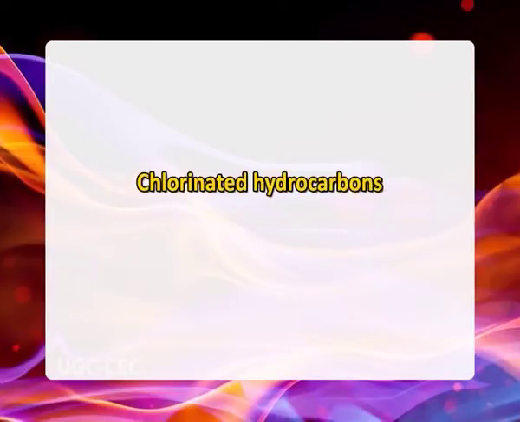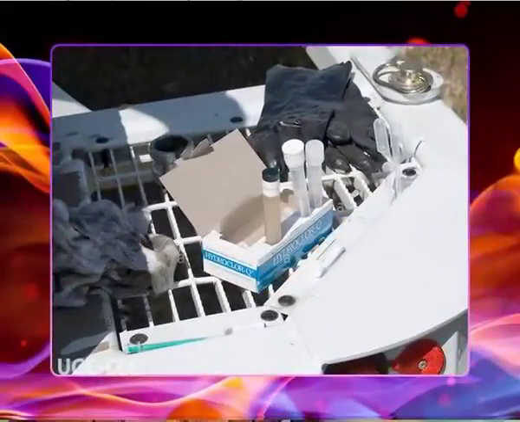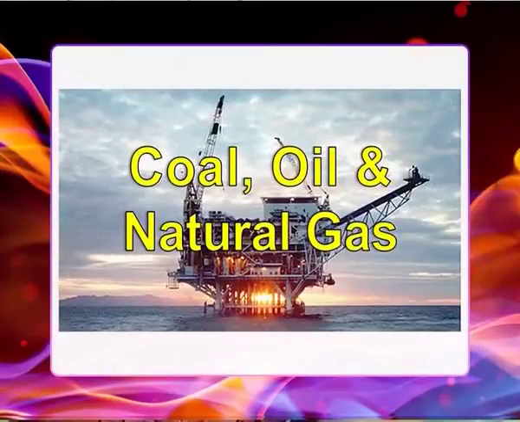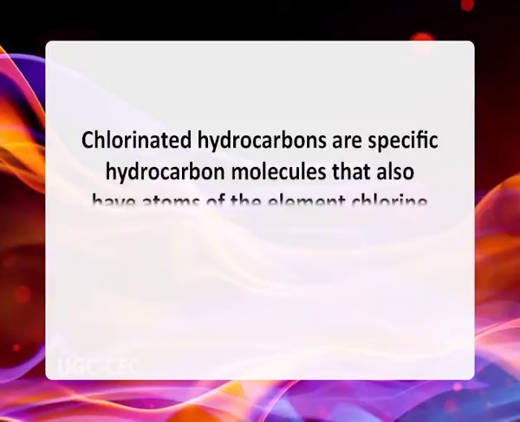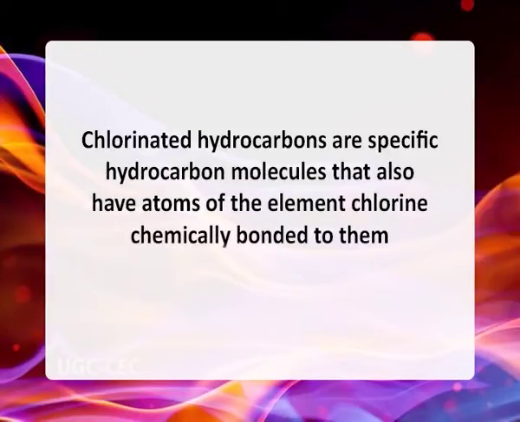Now the chlorinated hydrocarbons. A very large and diverse group of organic molecules are chlorinated hydrocarbons. Hydrocarbons are molecules composed entirely of hydrogen and carbon atoms, often derived from carbon-based fossil fuels like petroleum, oils, and coal. Chlorinated hydrocarbons are specific hydrocarbon molecules that also have atoms of the element chlorine chemically bonded to them. The number of chlorine atoms bonded to a specific chlorinated hydrocarbon determines in part the properties of the molecule.